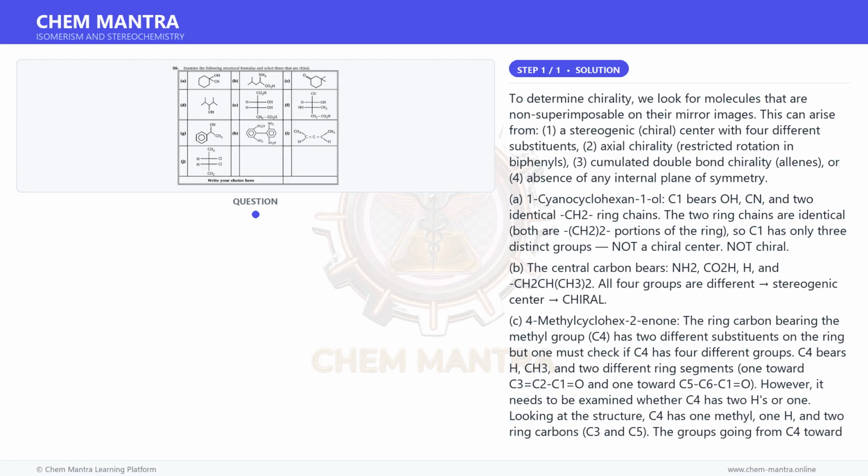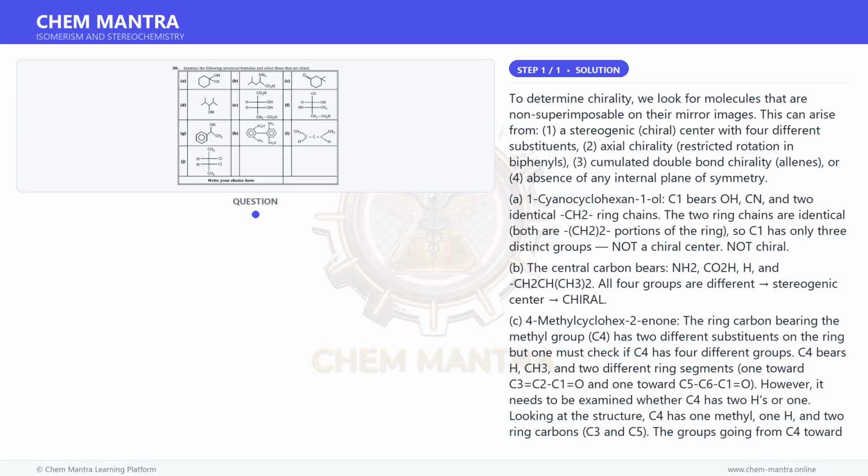C. 4-methylcyclohex-2-enone. The ring carbon bearing the methyl group, C4, has 2 different substituents on the ring, but one must check if C4 has 4 different groups. C4 bears H, CH3, and 2 different ring segments, one toward C3, C2, C1 which is C=O, and one toward C5, C6, C1 which is C=O. However, it needs to be examined whether C4 has 2 H's or 1.